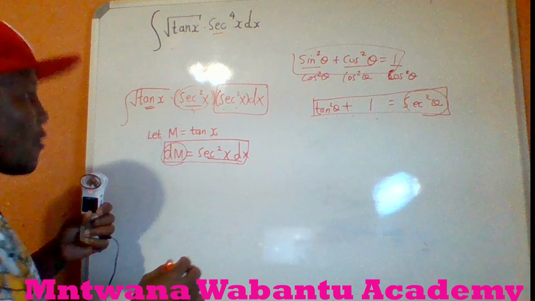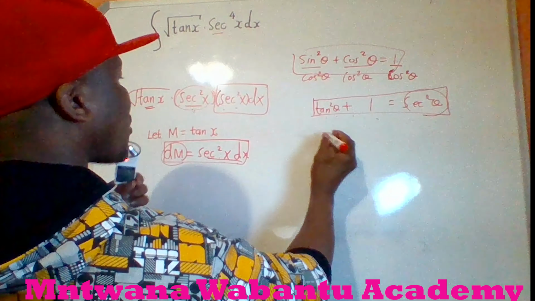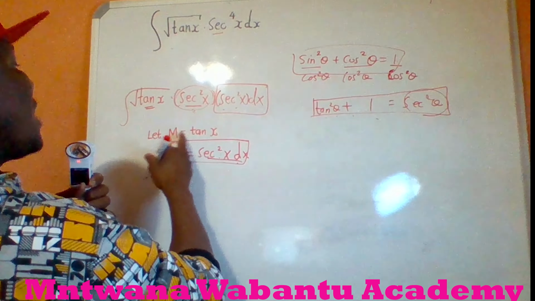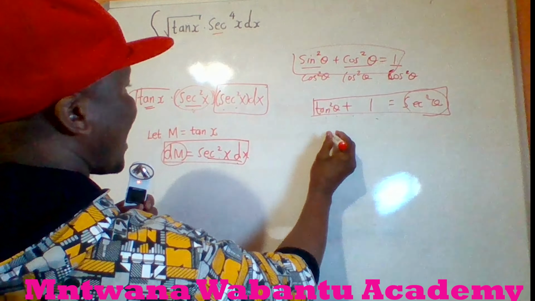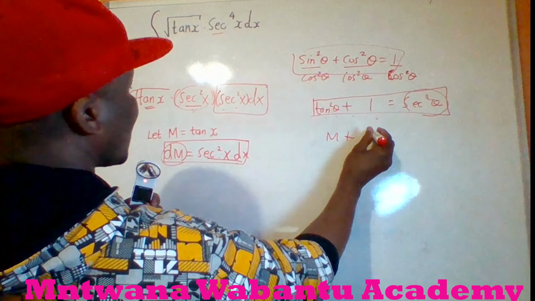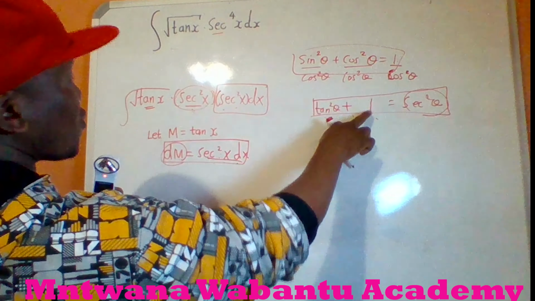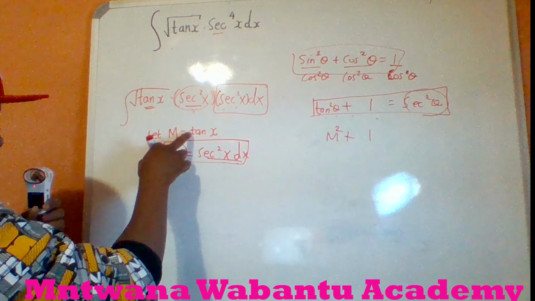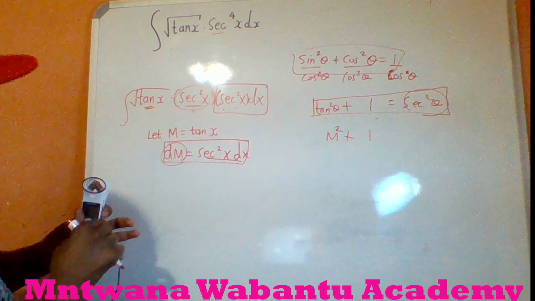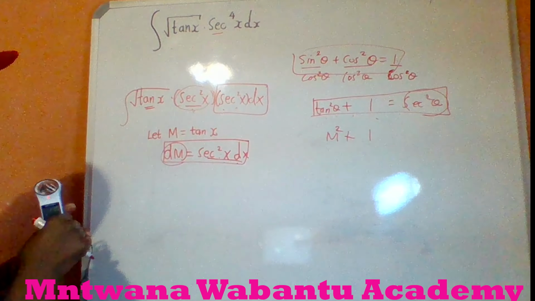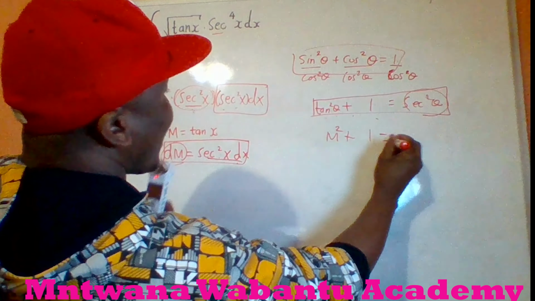So this also has to be in m. All right, so sec square equals tan square plus 1. But what is tan? Tan equals m. So we're going to say, okay, m squared plus 1, because tan square plus 1, where tan of x equals m, so m squared plus 1 is equal to sec squared.